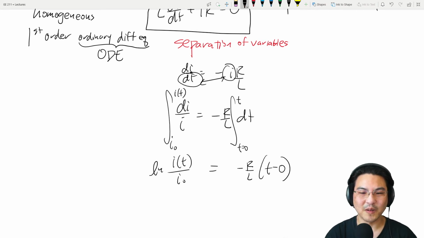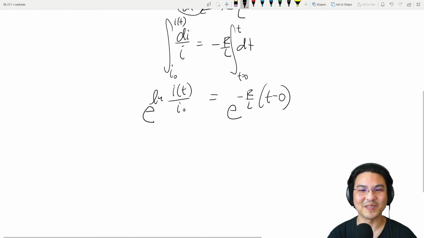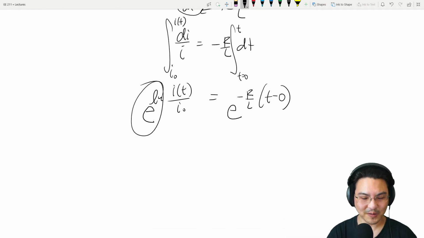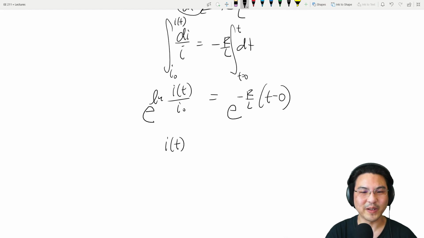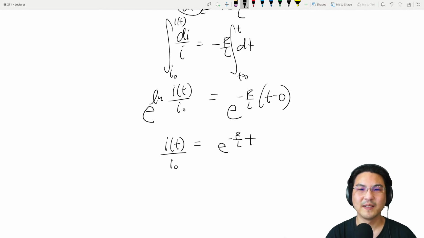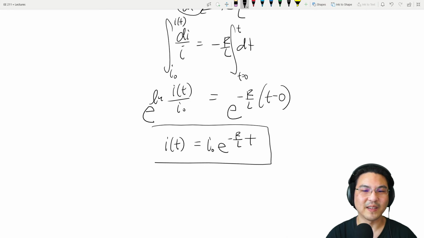Now, how do we deal with this natural log? What's the inverse? Exponential function. So check out this trick. Okay, remember that trick forever. You can always rewind the video and see that again. These are inverses. So then we just have I of t over I naught equals e to the minus R over L t. And let's just move this right over here. Okay, here we go. That's the current, and that's the technique to solve a first order ODE.